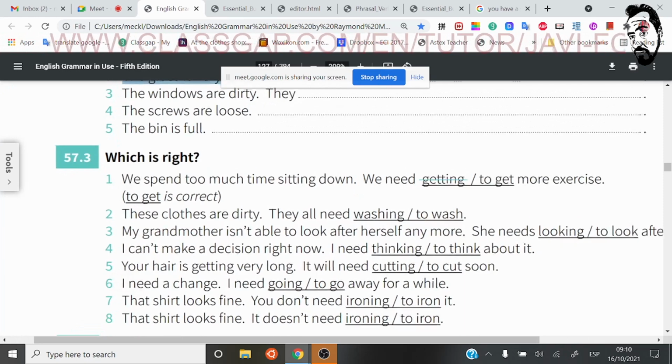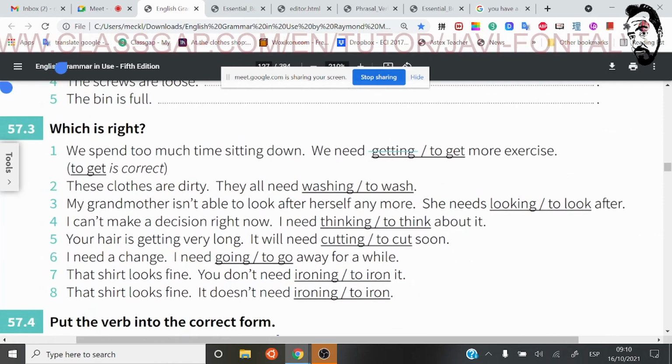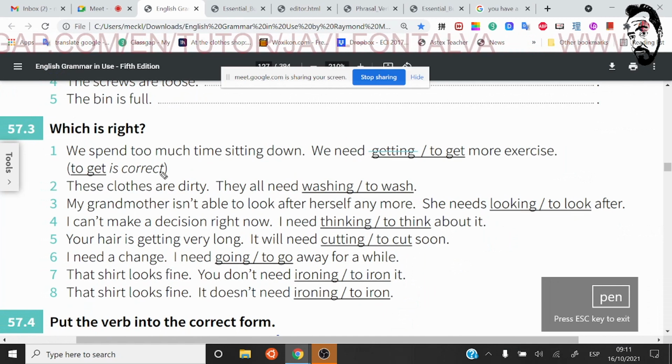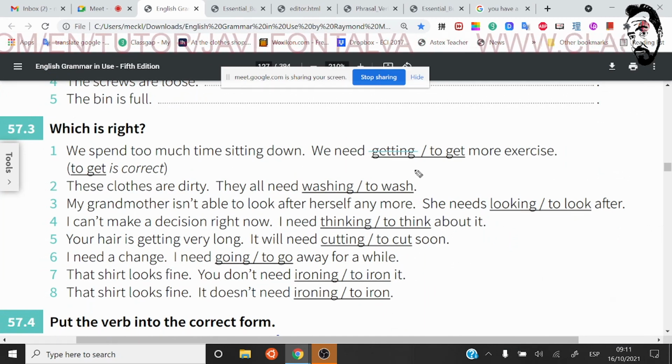Okay, let's try this one. Alright. So, we spend too much time sitting down. We need to get more exercise. Number 2. These clothes are dirty. They need to wash.